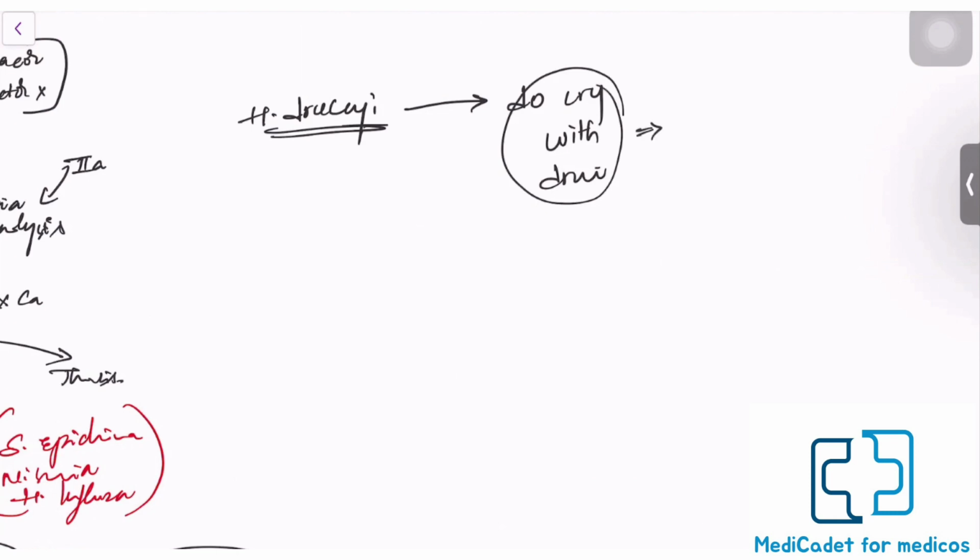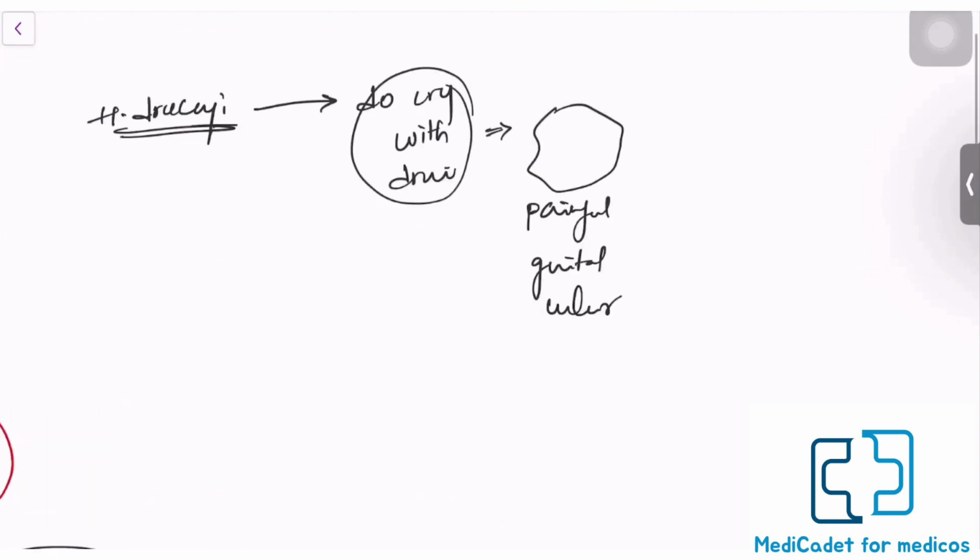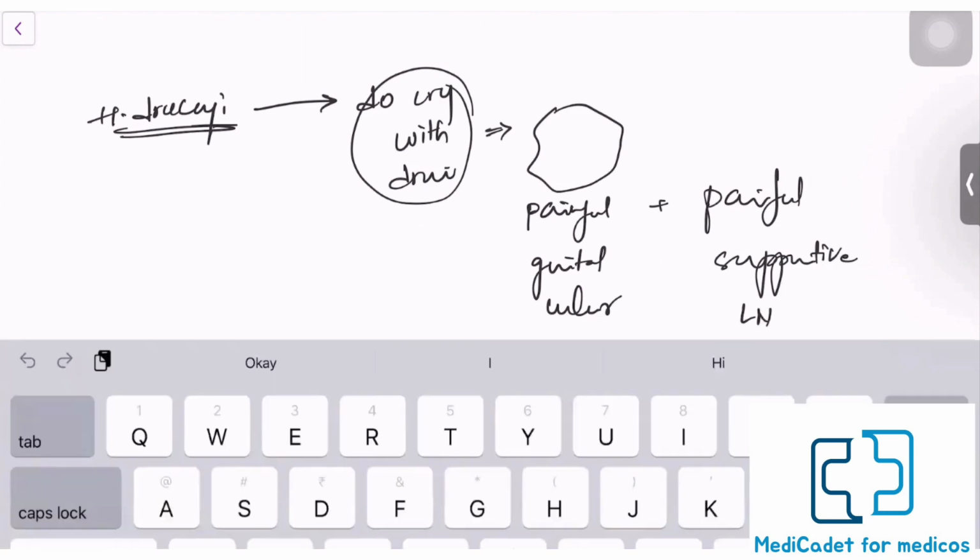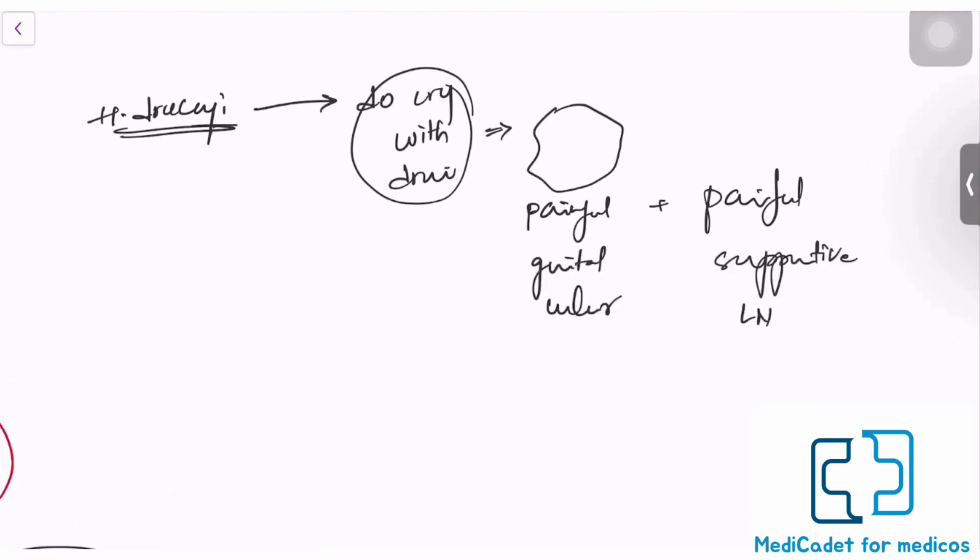Okay, so they'll have a big, painful genital ulcer and painful suppurative lymphadenopathy. Here you can see the ulcer in this patient is painful, and the lymphadenopathy also. So that's why you do cry with ducreyi, because it's so painful.